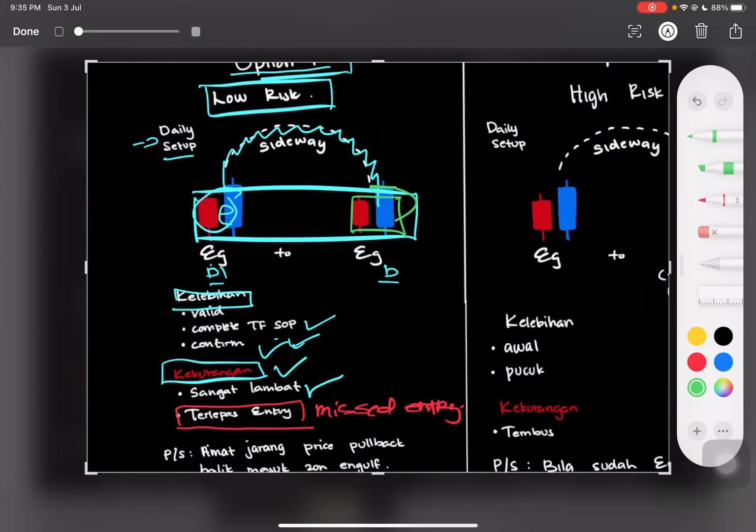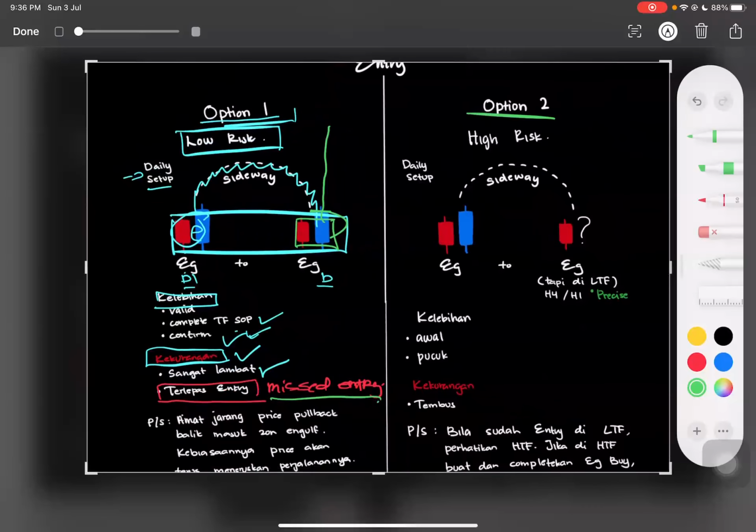But in some cases, when they create the engulfing bar, they go straight away. They never return, never come back. And after that, you're going to miss your entry. So how do we handle this situation? I don't want to miss my entry after waiting so long, right? So we have another, second option.